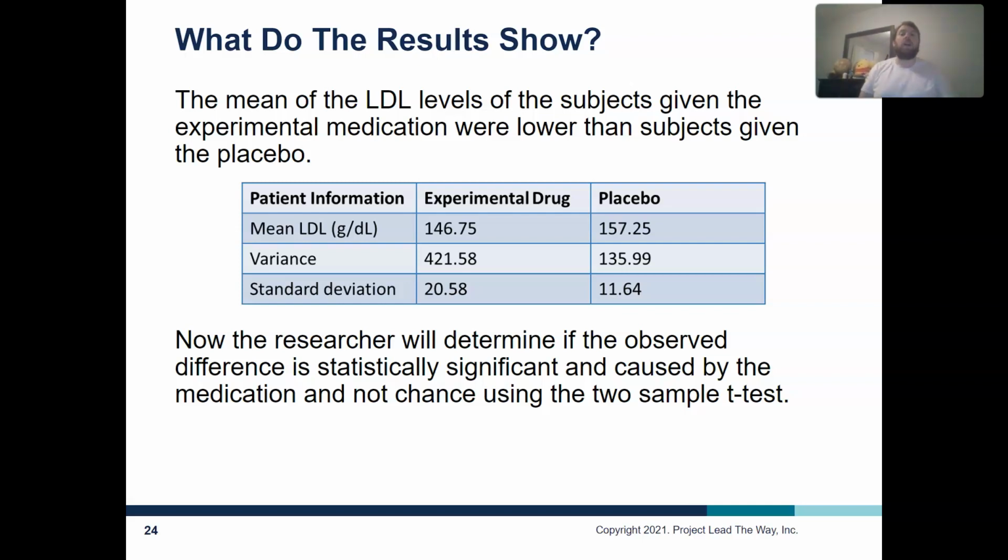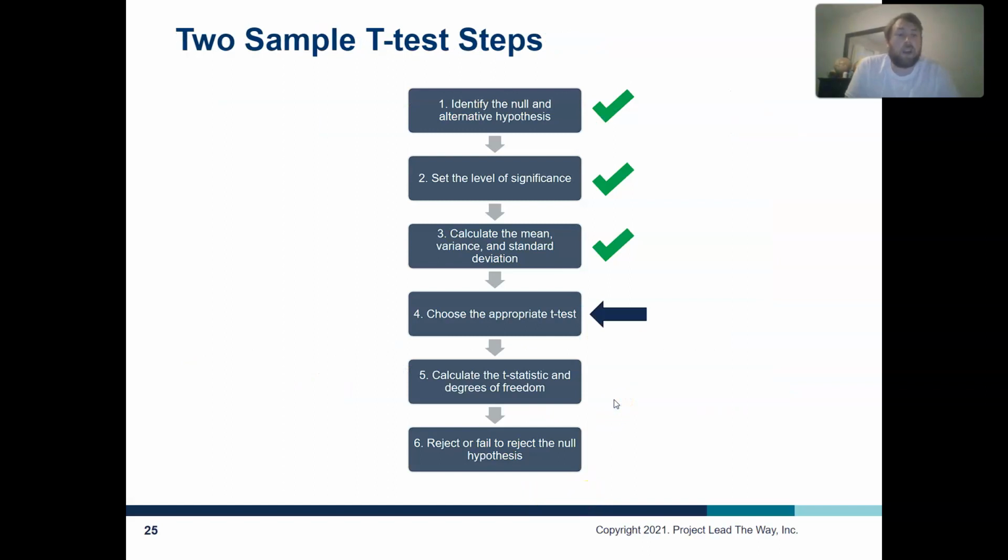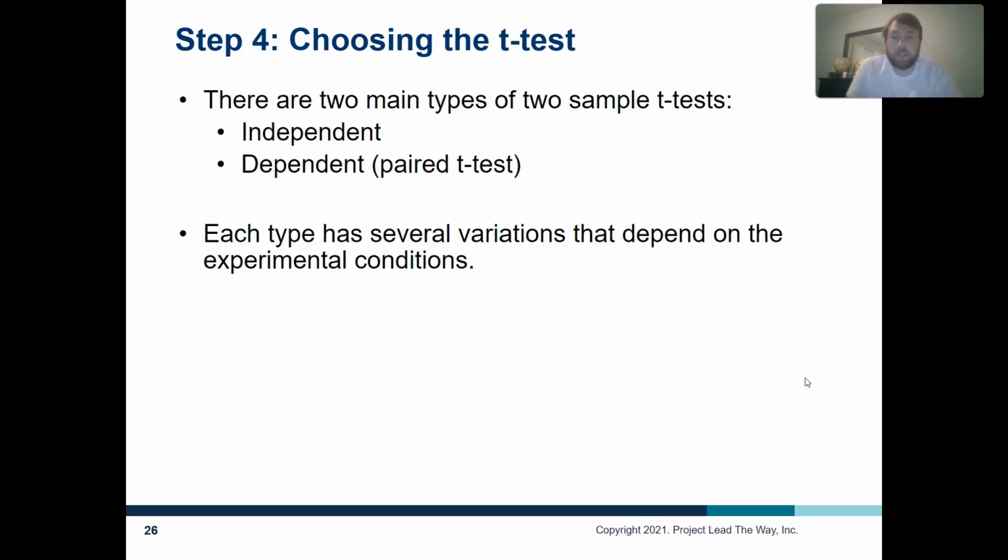And we'll do this by going ahead and using this two sample t-test like we've been talking about, making sure that this is not by chance. And so we are finally on the fourth step. Our fourth step is to choose an appropriate t-test. And this is going to be extremely important, especially for your experimental designs, because you will also have to choose an appropriate t-test based on your statistics and your data sets that you get from your test subjects. Now, there are two main types of two sample t-tests.